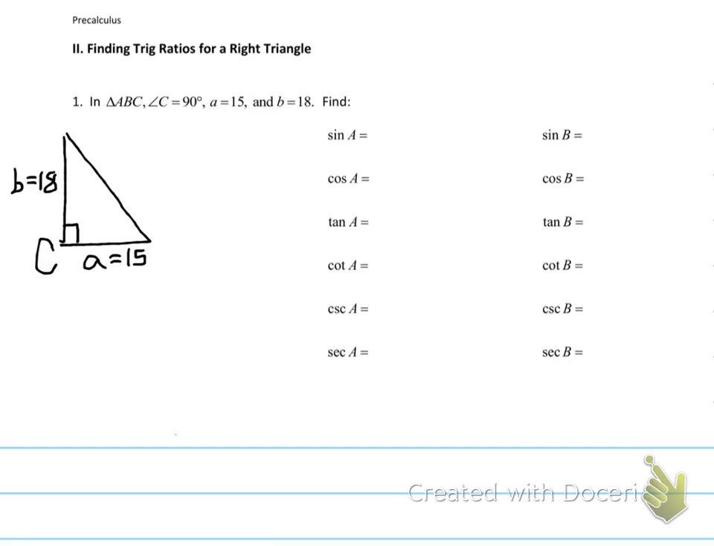Okay, so now what we don't know is, we don't know angle B, which is down here. It's opposite of the side B. We don't know angle A, and we don't know side C.